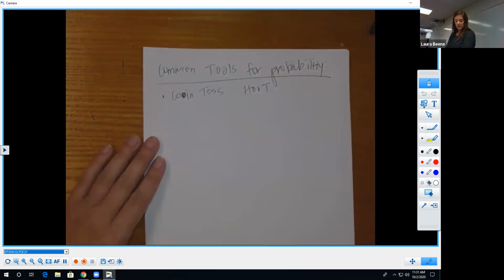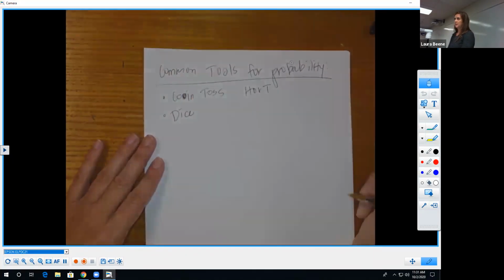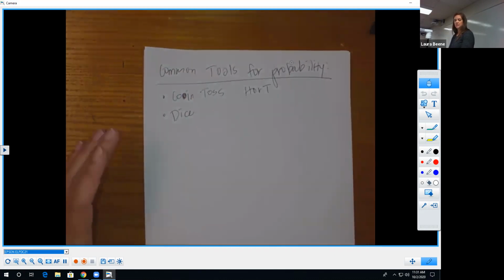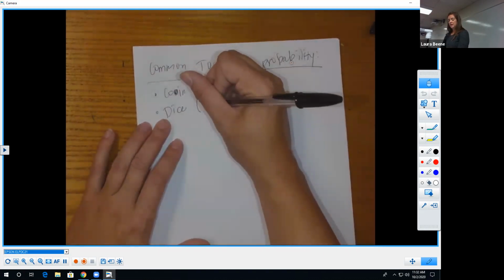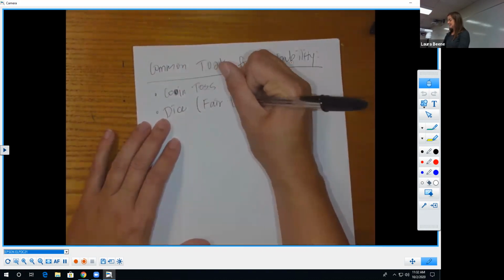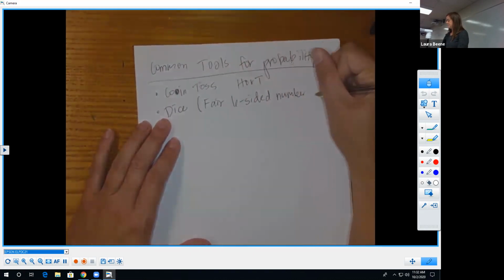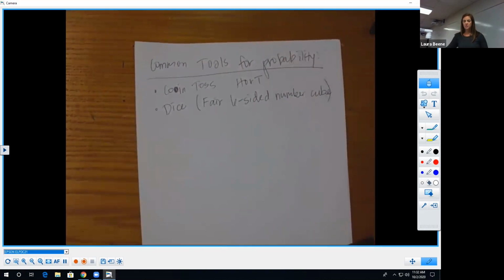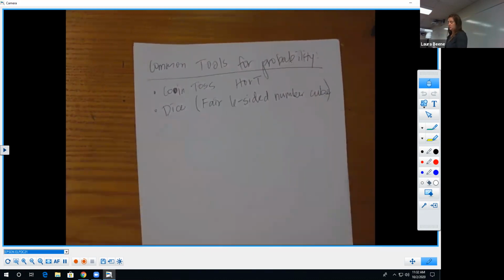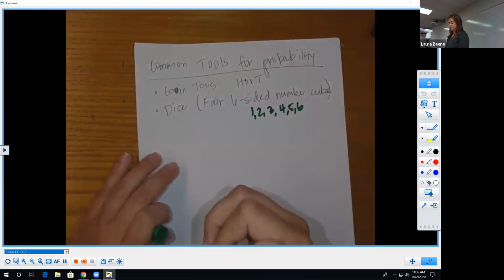And again, we have heads or tails there. We could also use dice to do probability. And you can use six-sided dice or 10-sided dice or whatever. And just a heads up that standardized testing does not call it dice. It calls it a fair six-sided number cube, or a fair nine-sided number cube or something like that. Okay. And if it's a six-sided number cube, our options are 1, 2, 3, 4, 5, or 6.